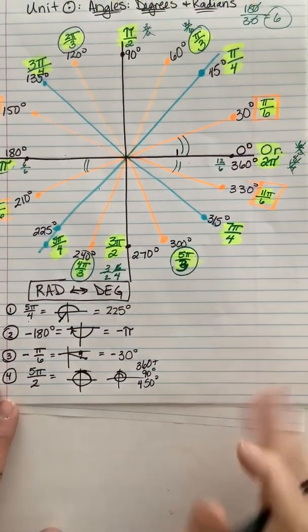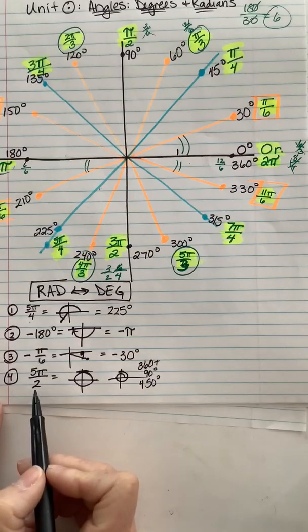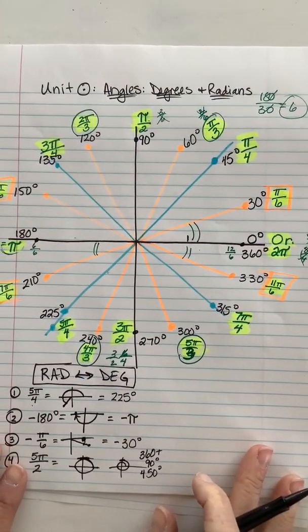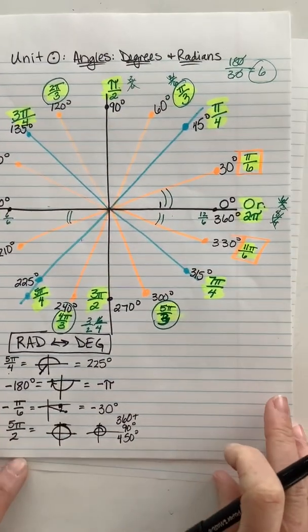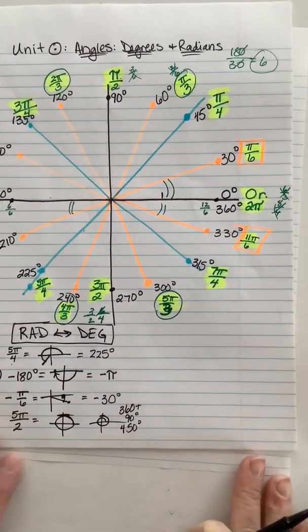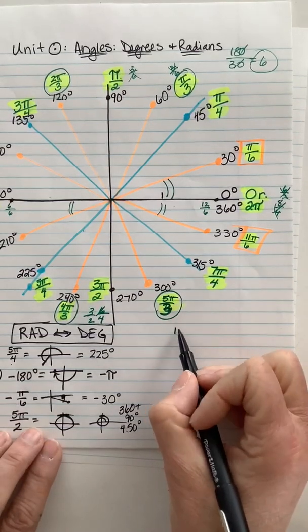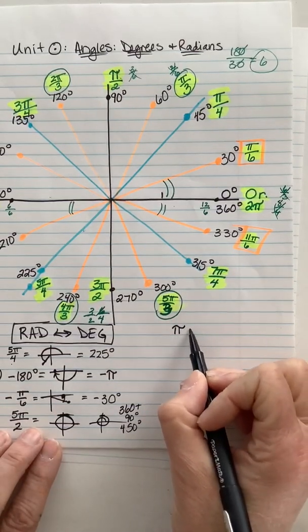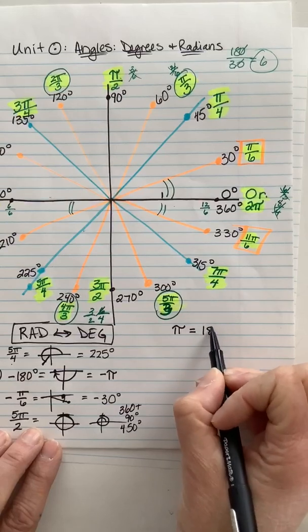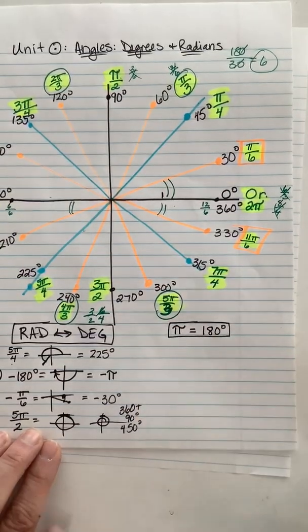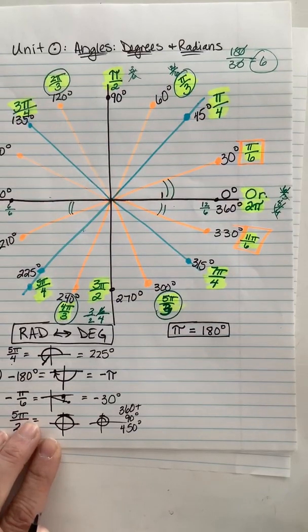Okay, so what happens if you're given an angle measurement that's not one of our beautiful unit circle angle measurements? Well, you have to think about the connection between degrees and radians. Our main connection between degrees and radians is that pi is the same thing as 180 degrees. That's going to be our easiest conversion.